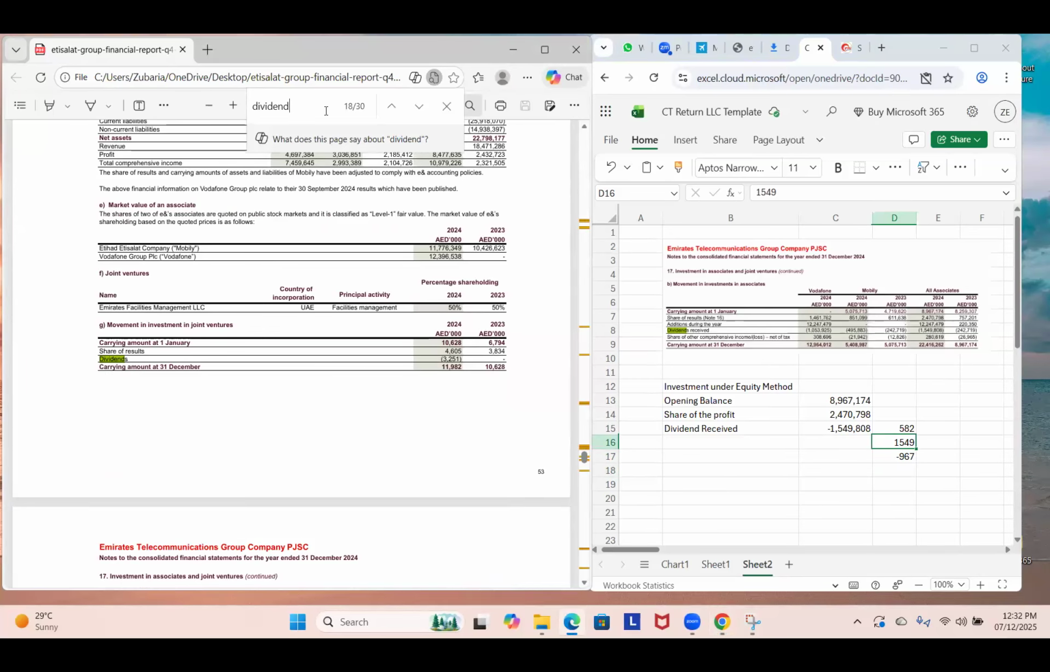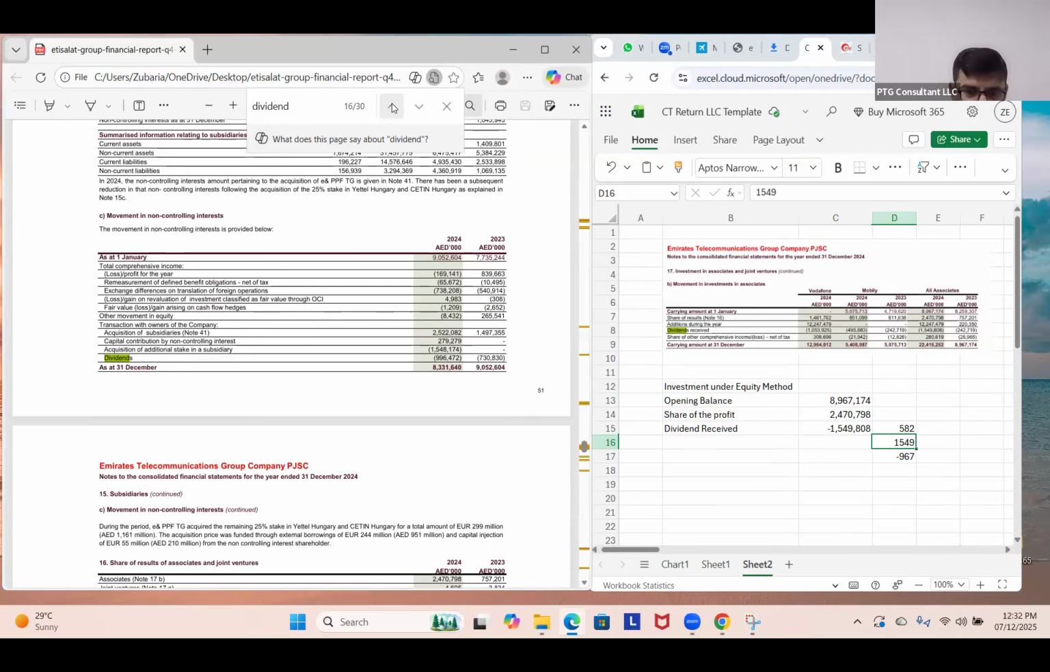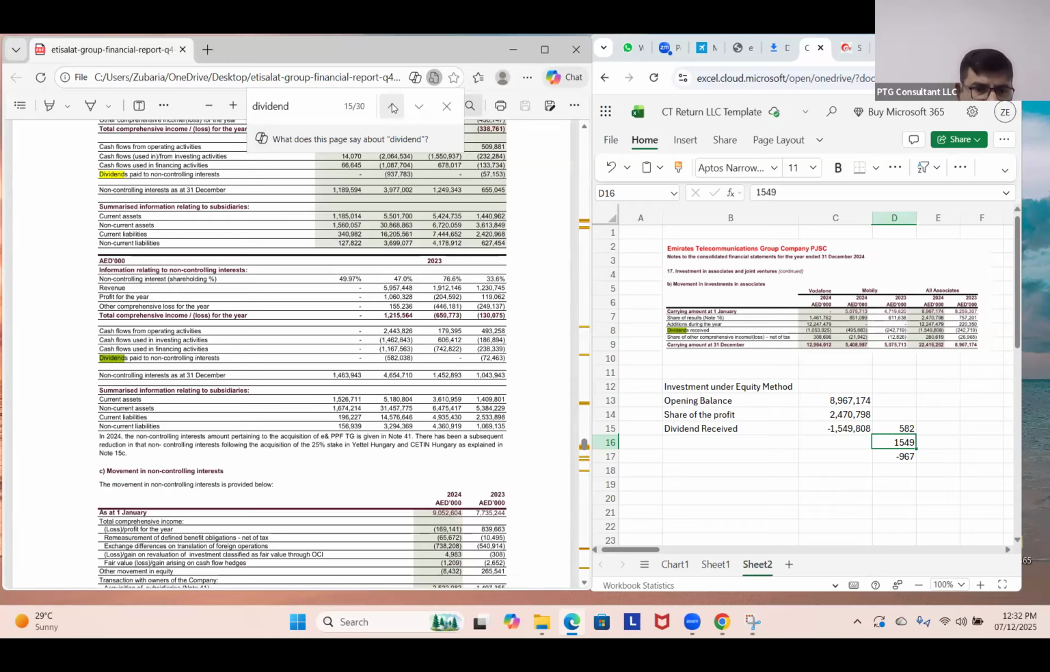Here is the movement in investment, 3 to 5 124. There are also joint ventures, same as associates. Share of result, just ignore it for now, because let's understand the basic concept first and then we'll come to the detail later. Let's understand the equity method. Where is this dividend? Would you please go to the P&L? 582, yeah, here.